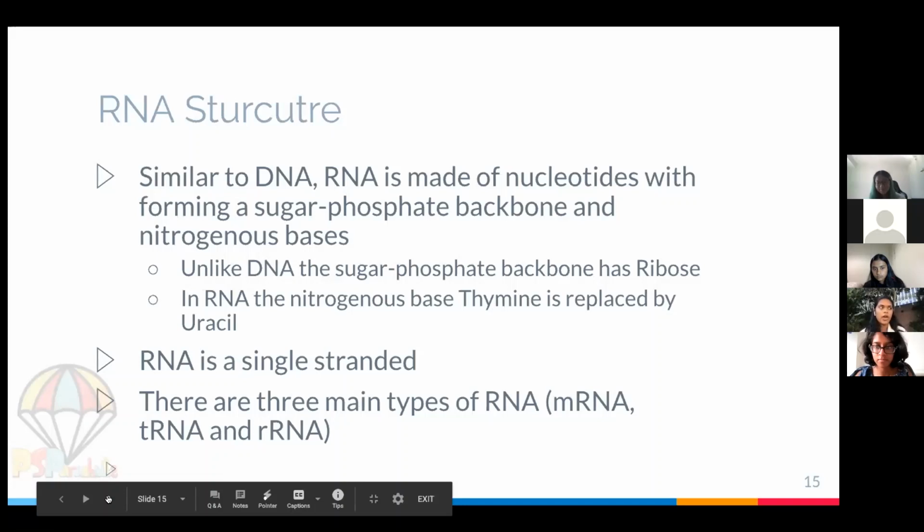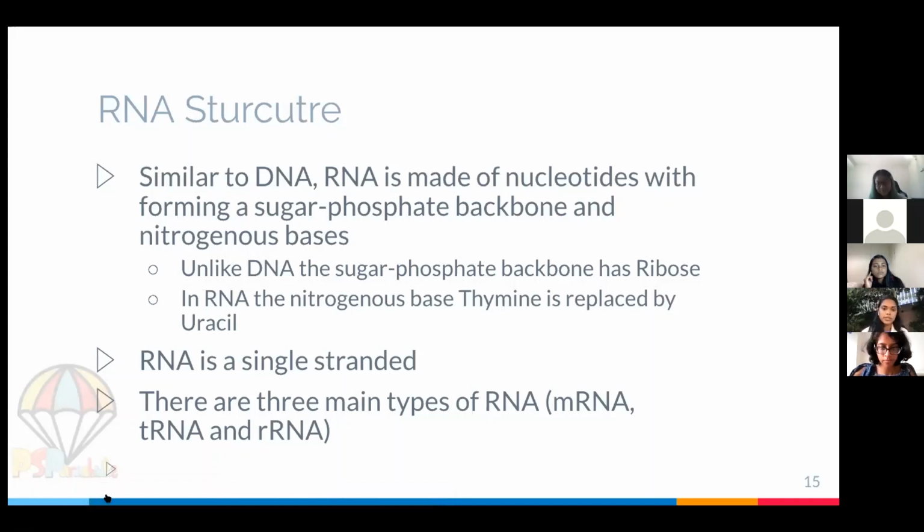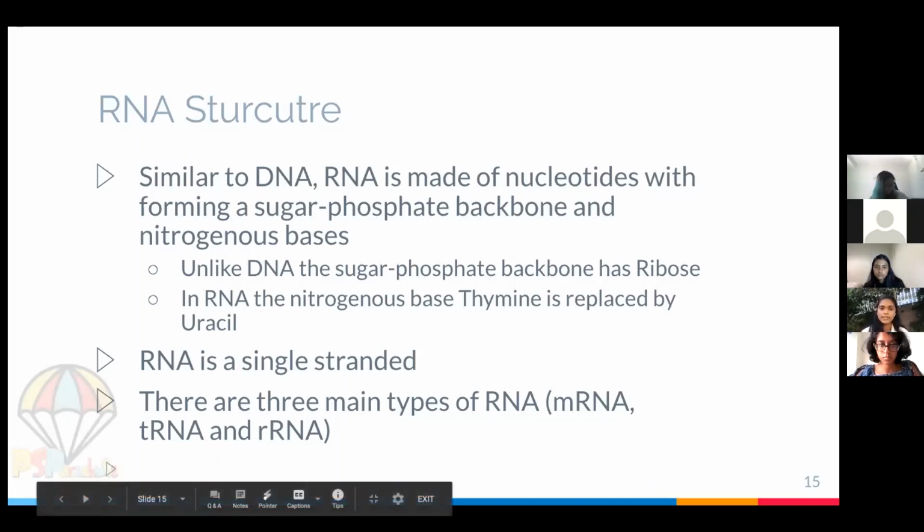Okay, so RNA is really similar to DNA. In terms of the actual makeup of RNA, the only difference is that instead of the deoxyribose sugar, there's a ribose sugar, but everything else is the same, except for in terms of the nitrogenous bases. The thymine that's found in DNA is replaced by uracil in RNA. And then the other thing is that RNA is a single-stranded molecule. And then there are a couple of different types of RNA.